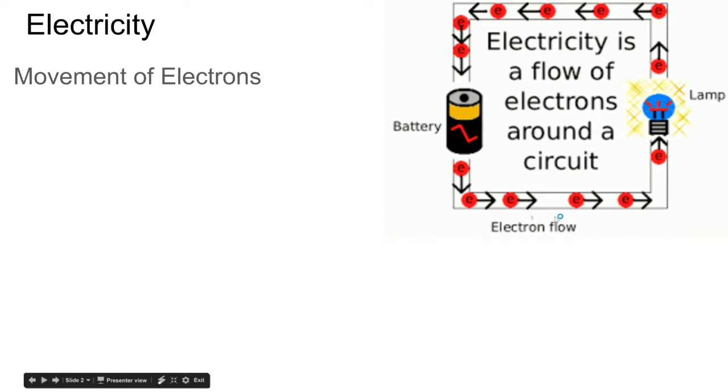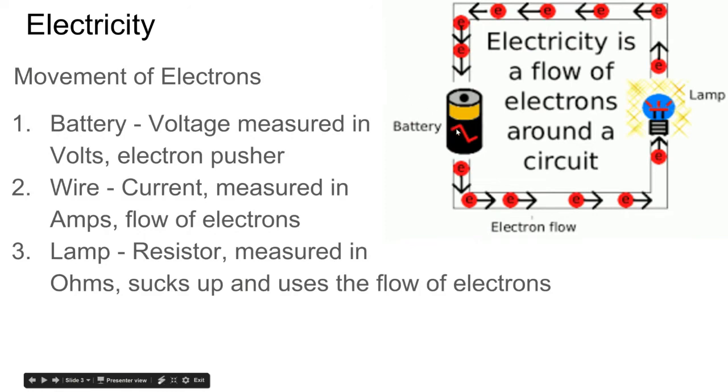We saw circuits, right? And we know that electricity is the flow of electrons around a circuit. So here we've got a circuit, there's electrons going in a circle and they're flowing, right? But there's a lot more to electricity than that, right? So what I see is we've got a battery, we've got the wire, and we've got the lamp or the light bulb, and they represent three different things that are a part of electricity.